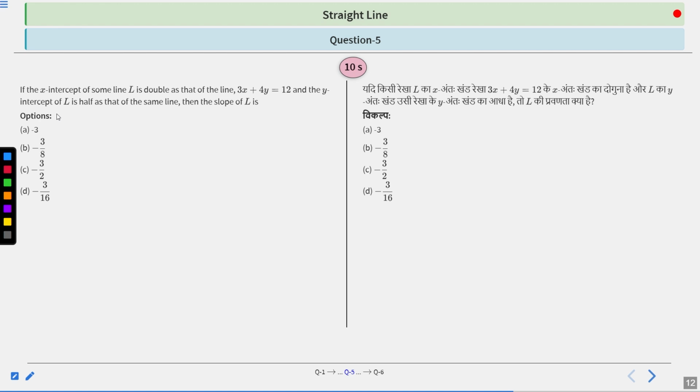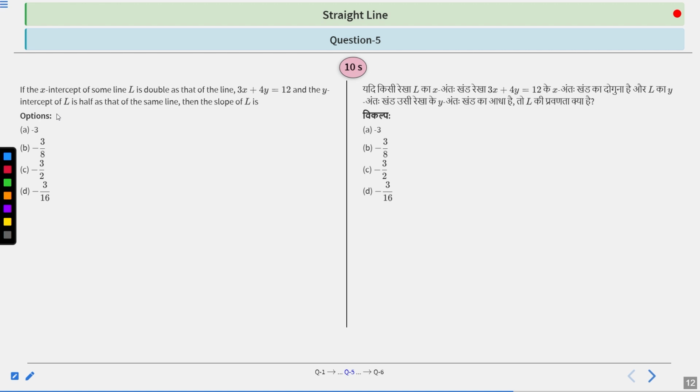So first we will calculate the x and y-intercepts of the given line, right? The given equation can be converted into intercept form to calculate the x and y-intercepts respectively. After calculating the x and y-intercepts, we can easily calculate the x and y-intercepts of the required line, which is L.